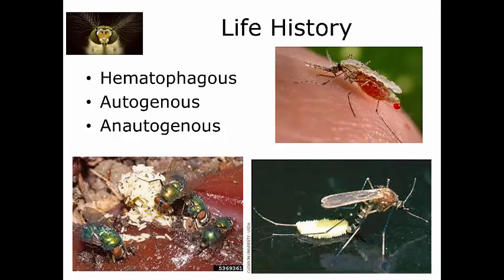So you can break up that word. Hema means blood, phagous means eating. So they are blood feeders. They may also be flesh feeders, or feeding on decomposing material, or they might feed on open wounds of animals. Maybe they feed on fecal matter.